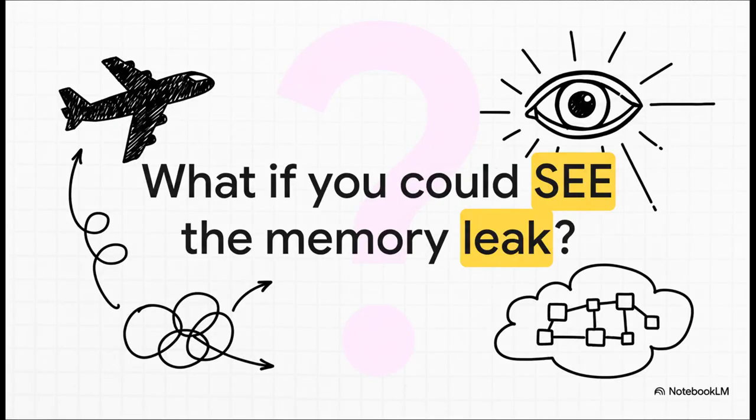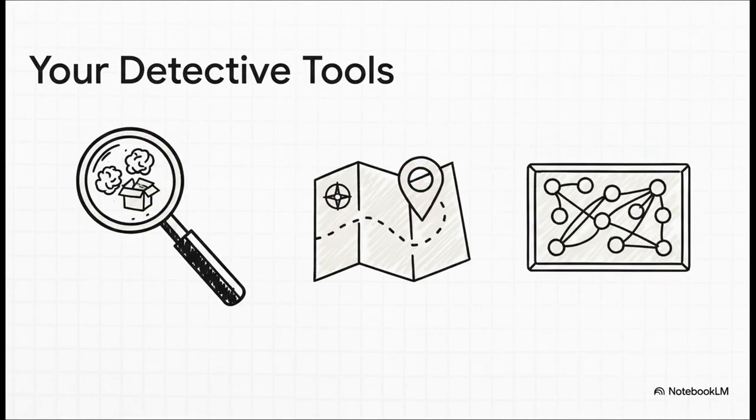You know, trying to debug a leak by just staring at memory usage numbers feels like flying blind. It's so frustrating. But what if you could take a snapshot of your program's memory? What if you could actually see the web of connections that's keeping an object alive? Well, this is your investigative toolkit.